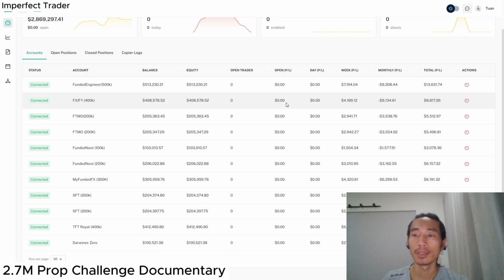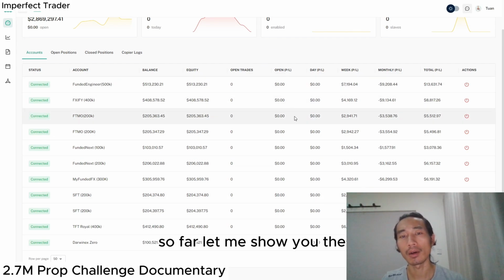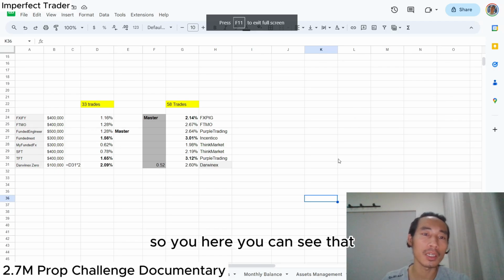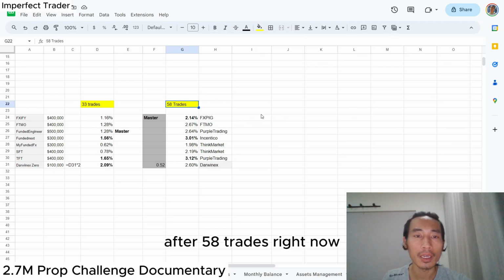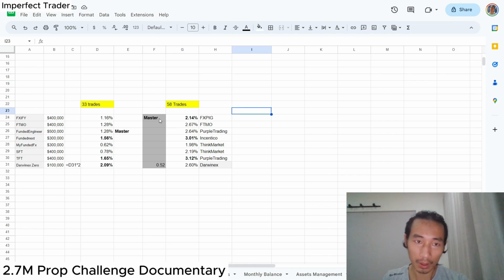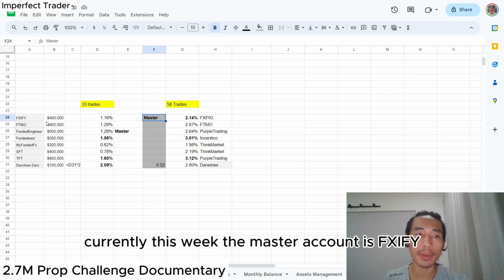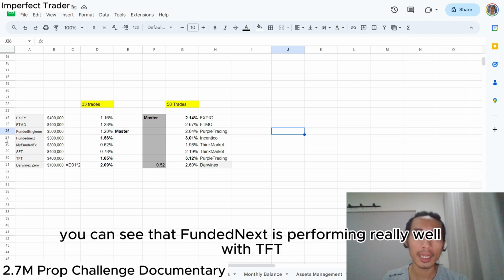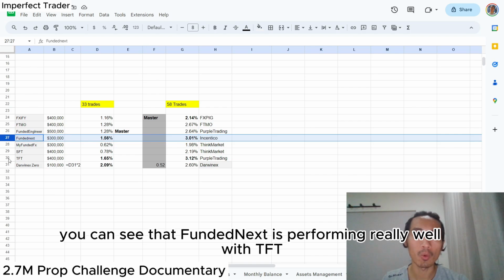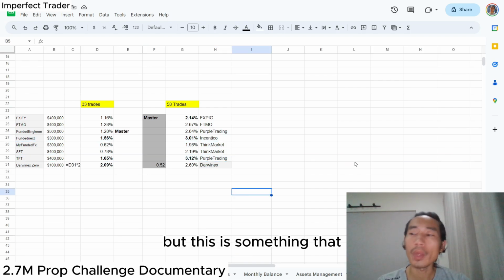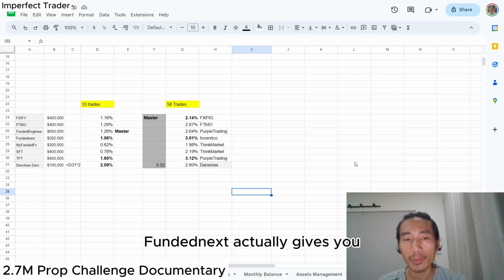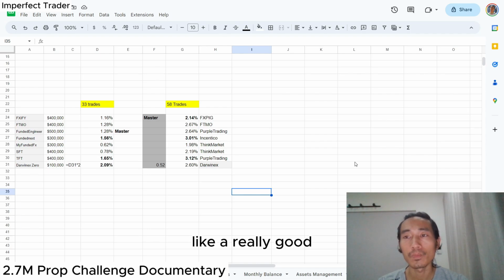And so far, let me show you the percent gain after this week. So here you can see that after 58 trades, currently this week the master account is FXify, and after 3 weeks and more than 50 trades, you can see that the next is actually performing really well with TFT. But there is something that I have been noticing, which is the next actually gives you a really good trading environment.